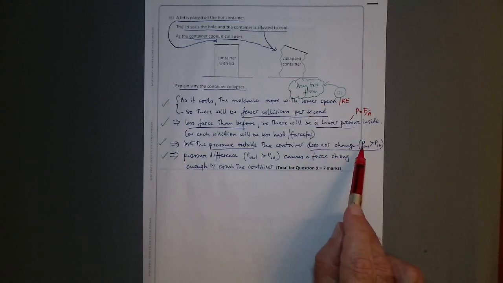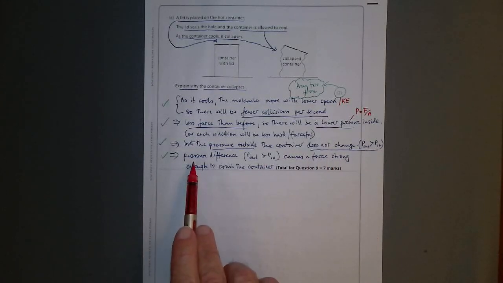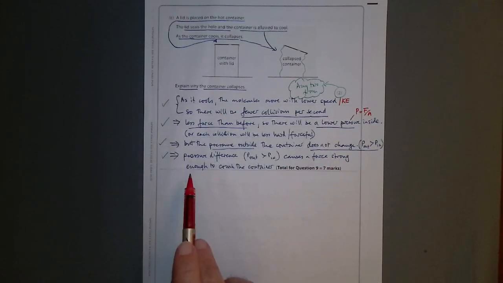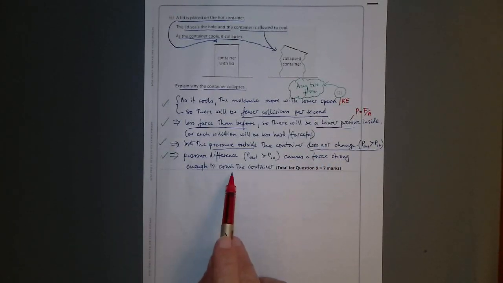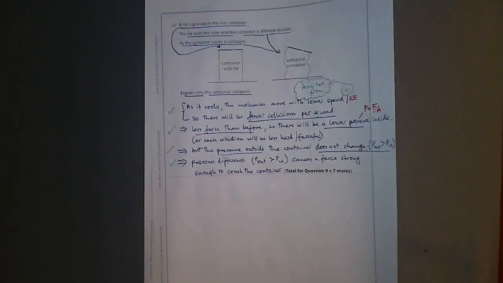It doesn't change. So pressure outside will now be greater than the pressure inside as the can cools. That pressure difference causes a force strong enough to collapse the container, to crush the container. Okay, so this is again the kinetic theory of gases. Heat increases the pressure and cooling it reduces the pressure.